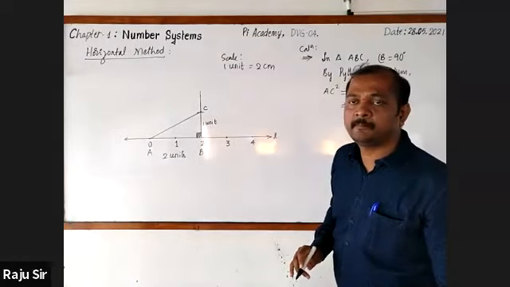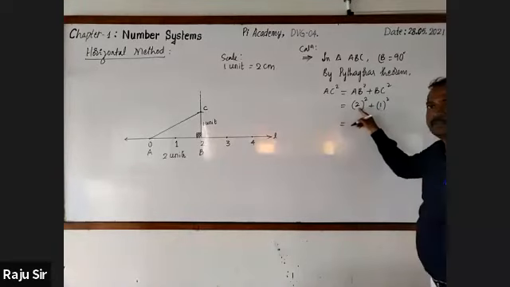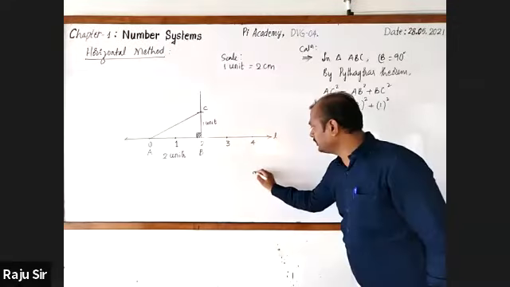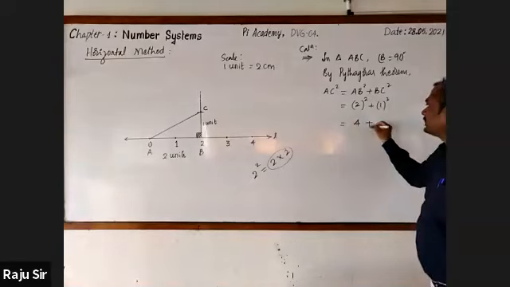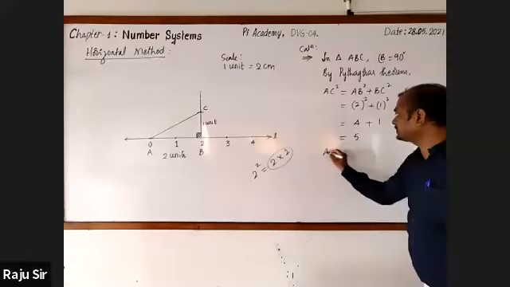Mohita, what is 2 square? 2 square means 4, multiply 2, 2 times. What is 1 square? 1. What is 4 plus 1? 5. Then what is AC?